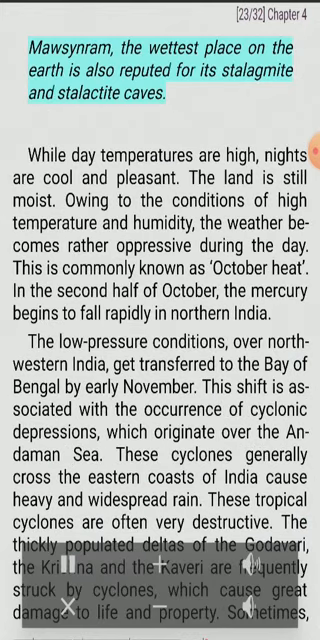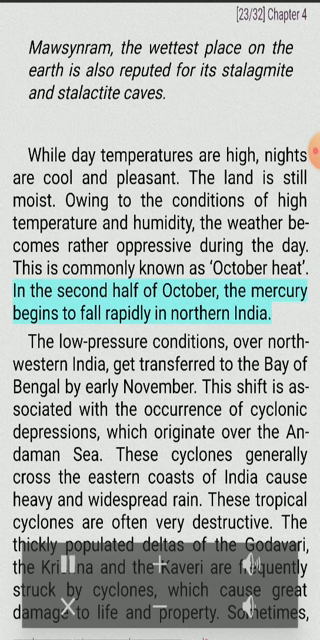Do you know? Mawsynram, the wettest place on the earth, is also reputed for its stalagmite and stalactite caves. While day temperatures are high, nights are cool and pleasant. The land is still moist. Owing to the conditions of high temperature and humidity, the weather becomes rather oppressive during the day. This is commonly known as October heat.